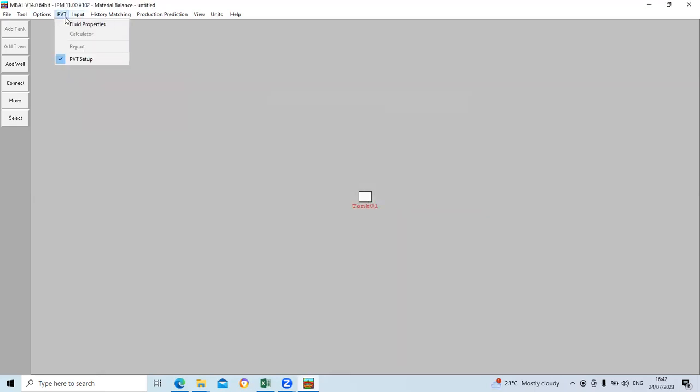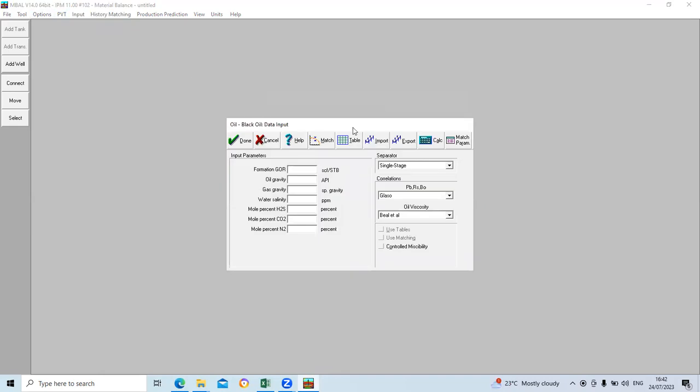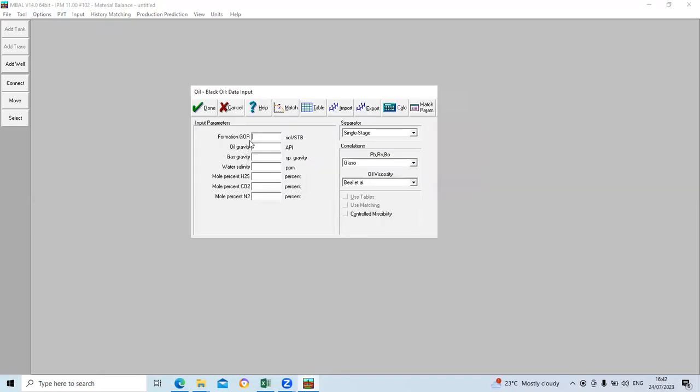Alright, so we put in our PVT properties. What we have here is the formation gas oil ratio. We may have maybe 500 standard cubic feet per stock tank barrel. We may have our oil gravity of 30 in API units. We have our gas gravity, 0.76. We have our salinity.